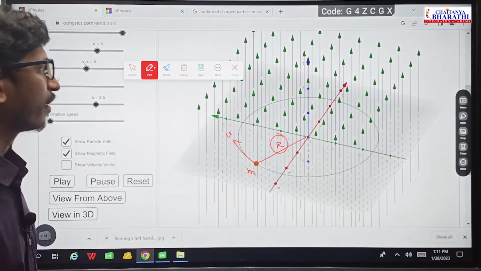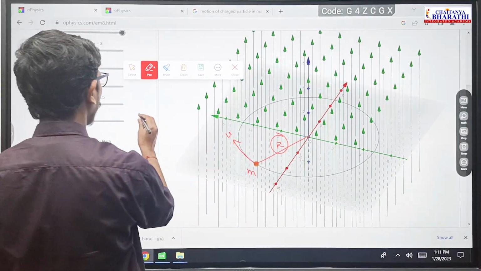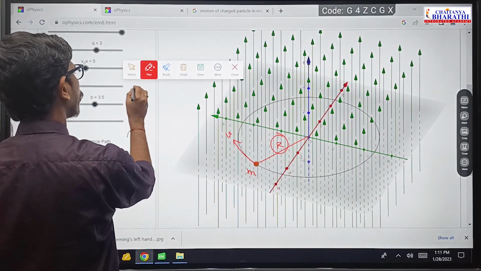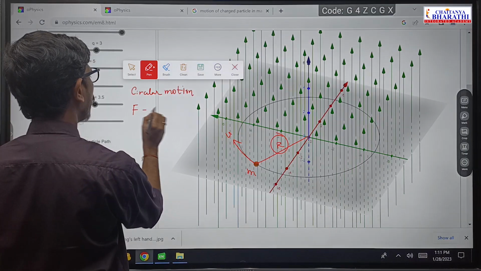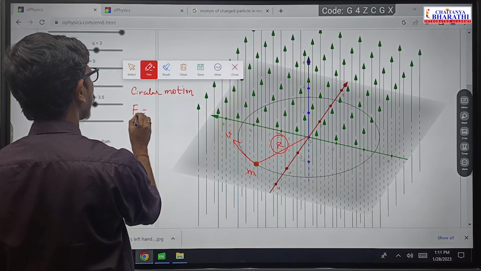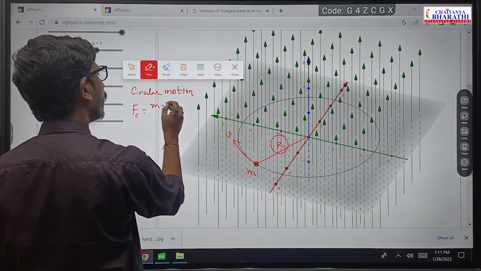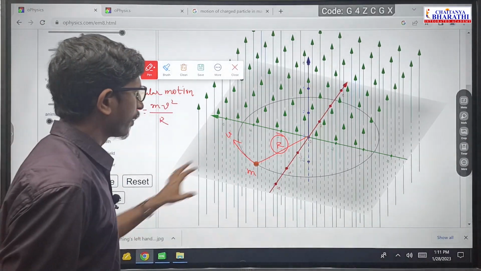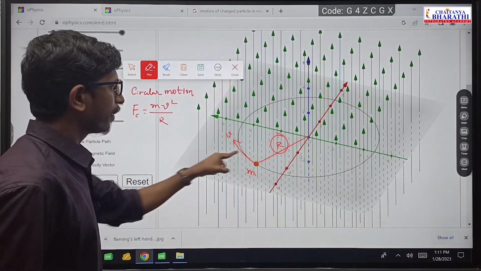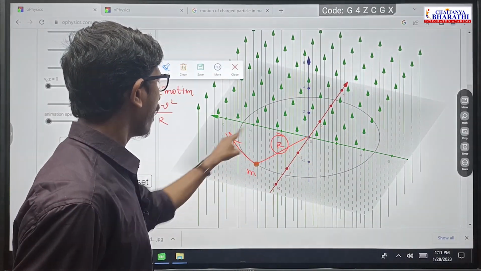How am I going to determine the radius value? As it is in circular motion, the centripetal force Fc is going to be equal to mv squared by r, right? The centripetal force is mv squared by r. Based on this situation, if its radius is r, it is mv squared by r.